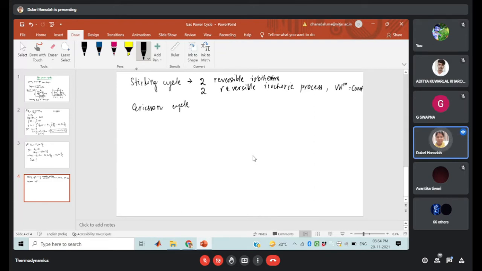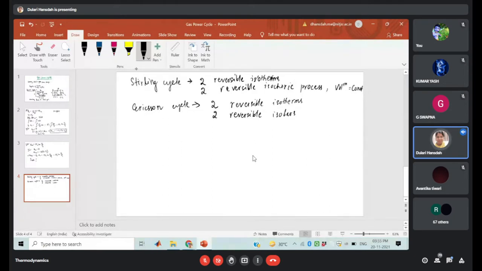Then we also have the Ericsson cycle, which is also related to the gas power cycles. These cycles are used for hot air engines. We can use this cycle to find out the efficiency of the hot air engine. In the Ericsson cycle, we have two reversible isotherms and two reversible isobars. So in this case, we have these four processes. These are utilized to find out the performance of the hot air engine.